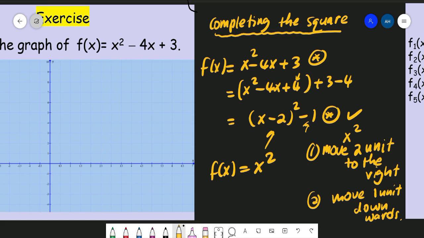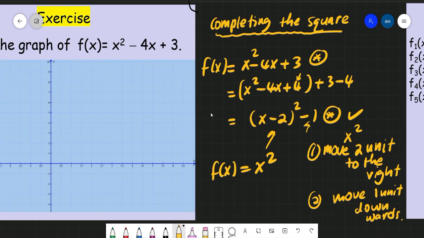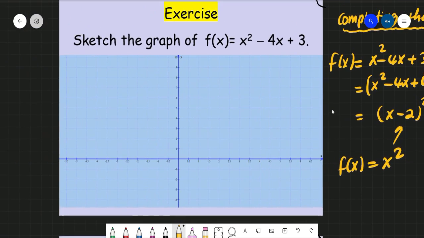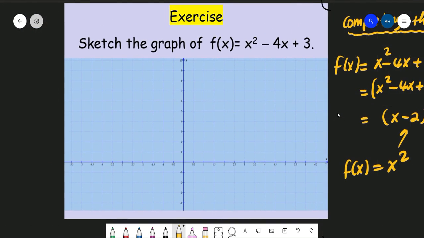Okay, that's what we have to do. So first of all, we have to sketch the graph of y = f(x) equal to x squared first. This is the original graph.